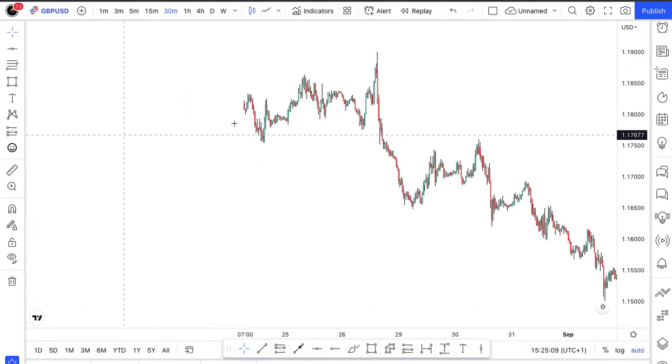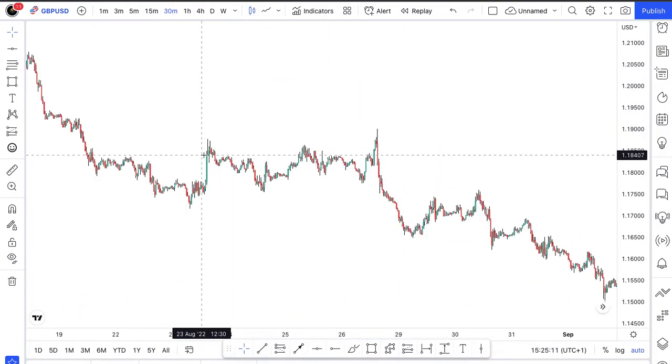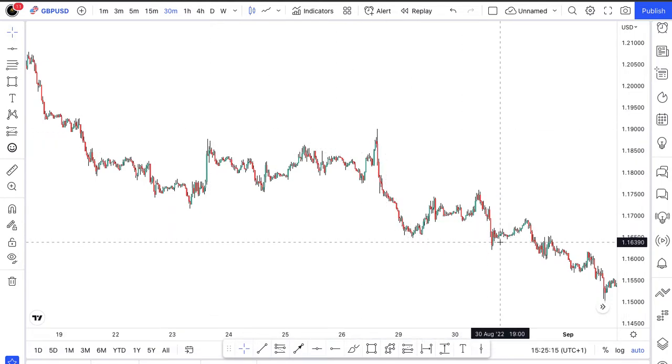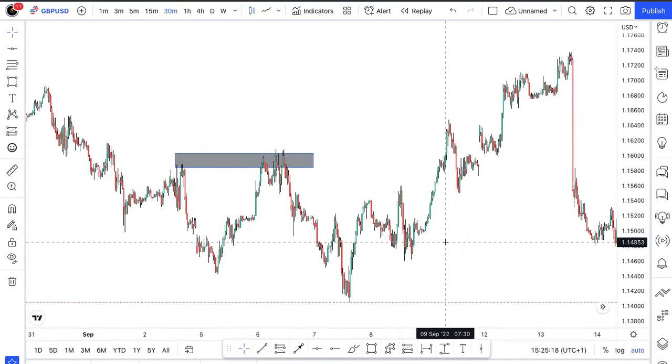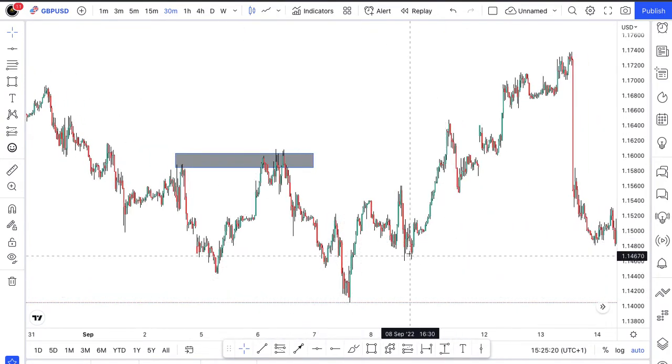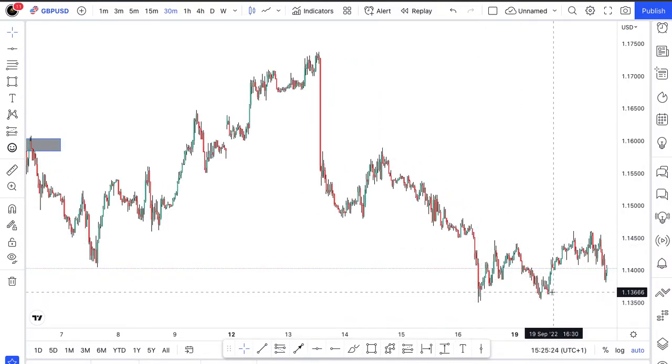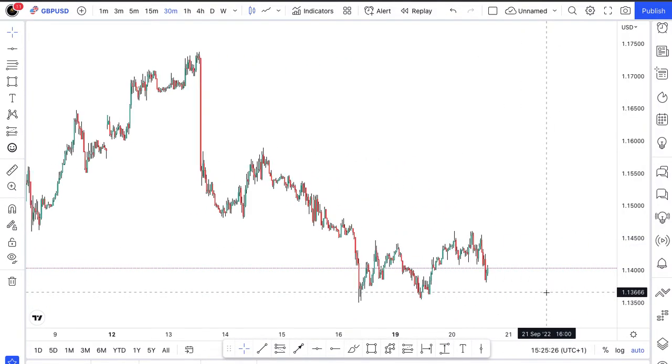Let us look for more examples. This one here, are you seeing this? A resistance point, a resistance. This one here is a support point. Are you seeing it? A support. This one here is support. This is a support. These two are support zones, support regions.